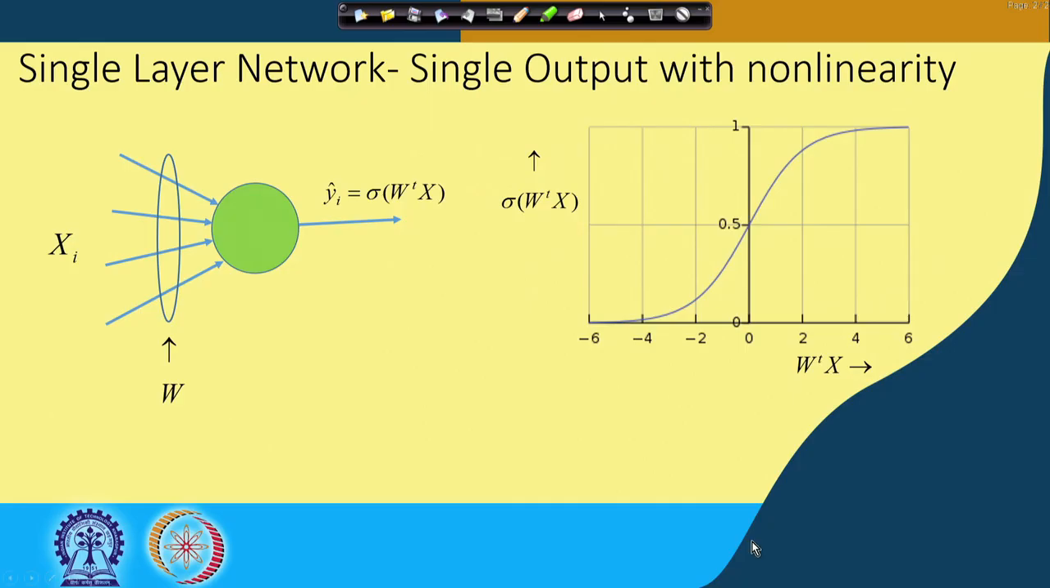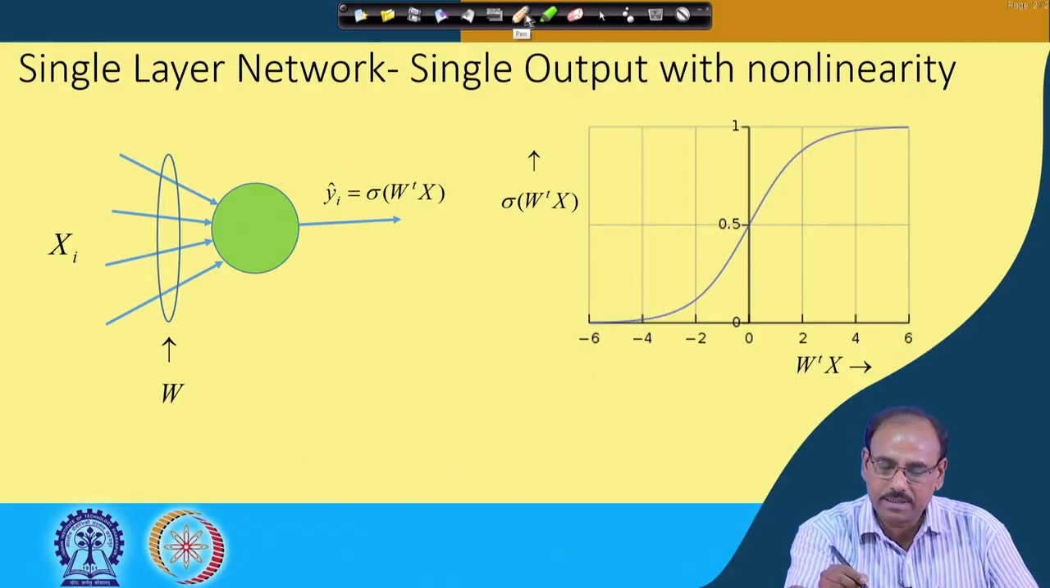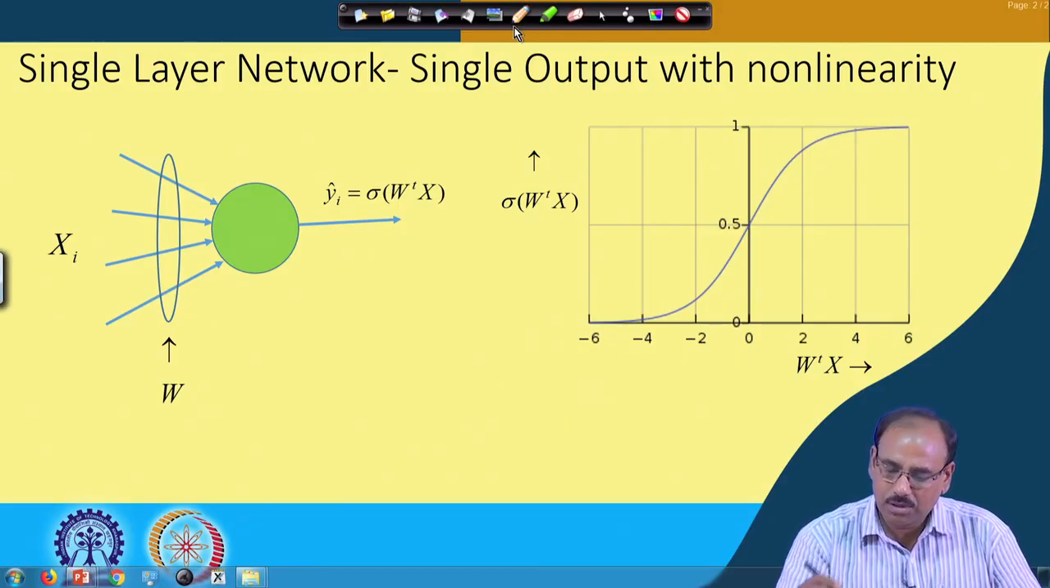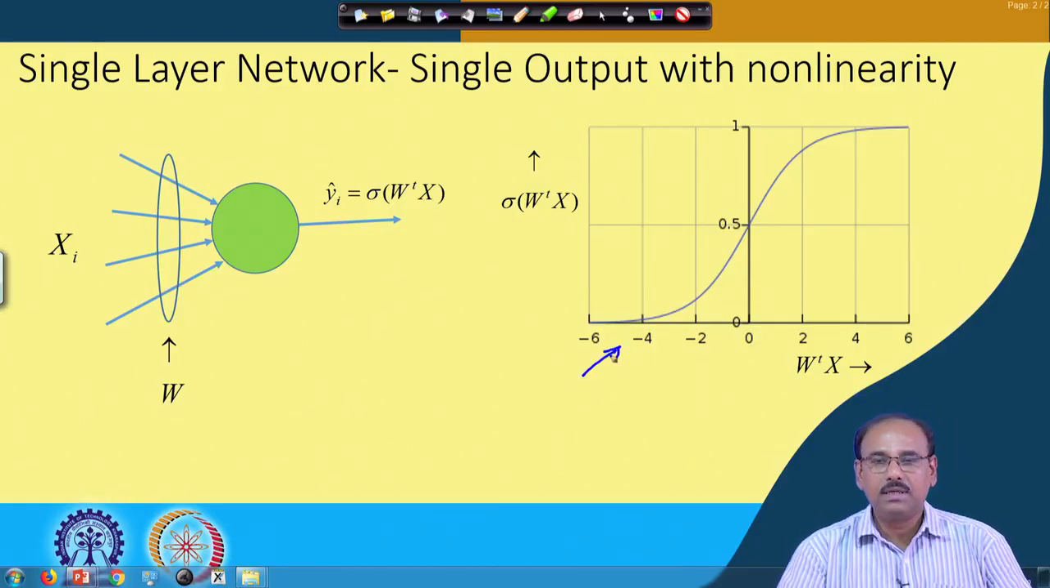Just to recapitulate, what we did in our previous lecture is we had taken single layer neural networks with nonlinearity as well as without nonlinearity at the output. When we considered a single layer neural network with nonlinearity at the output, the nonlinearity that we considered was a sigmoidal function, as given on the right hand side in this slide.